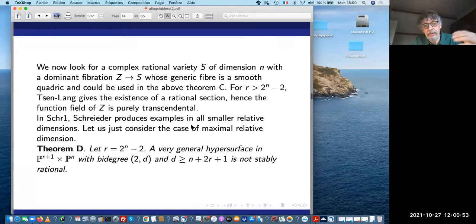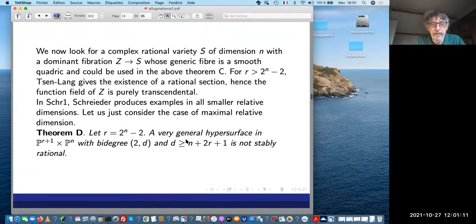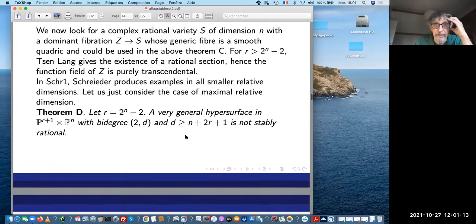The small point is that if you want examples whose total space is smooth over P^n, then you can do that in dimensions between 2^n minus 2 and 2^n minus 1. Otherwise, he gives examples not on P^n, but on products of two projective spaces, but never mind. Okay. So let me just indicate the case of maximal relative dimension. So r is 2^n minus 2.